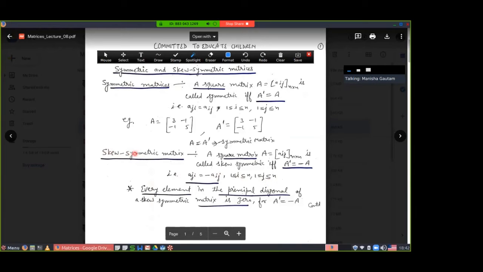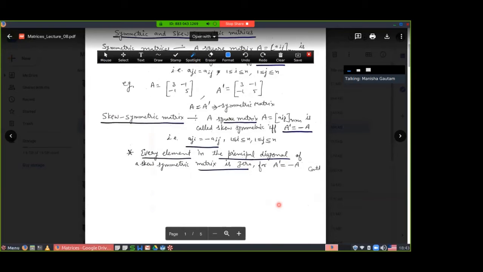Second, skew symmetric matrices. A square matrix A equal to [aij] of the order n by n is called a skew symmetric matrix if and only if its transpose is equal to minus A itself. Another thing you have to know about the skew symmetric matrix: every element in the principal diagonal of a skew symmetric matrix is always 0. Diagonal elements are always 0 in a skew symmetric matrix.